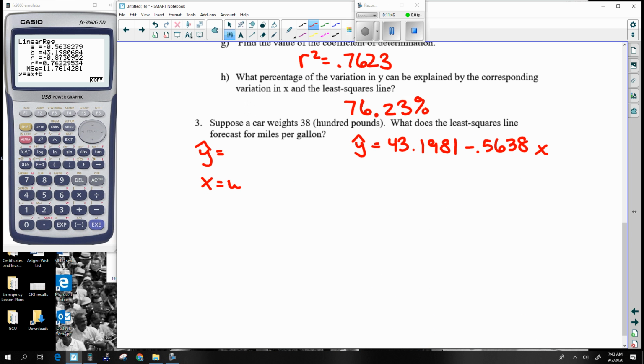X is the weight, and this is the gas mileage, the miles per gallon. Okay, the weight in miles per gallon. And so the car weighs 3,800 pounds. All right, so that is a weight. So that 38 in this case happens to be the x variable. So I go ahead and make sure that 38 goes in for x. Because sometimes it would go in for y, but this time it goes in for x.